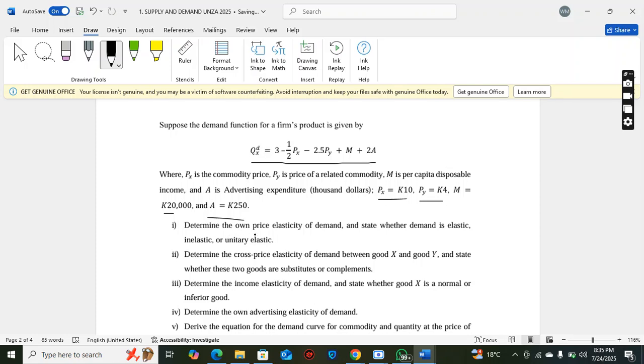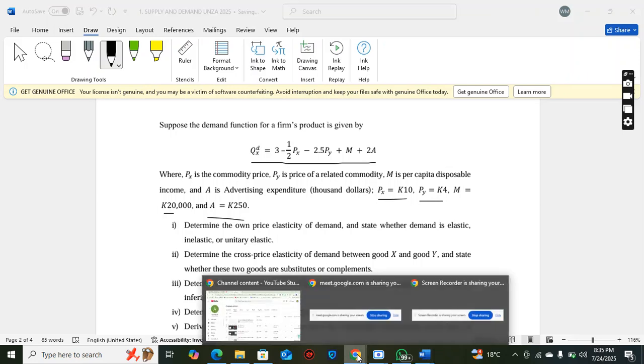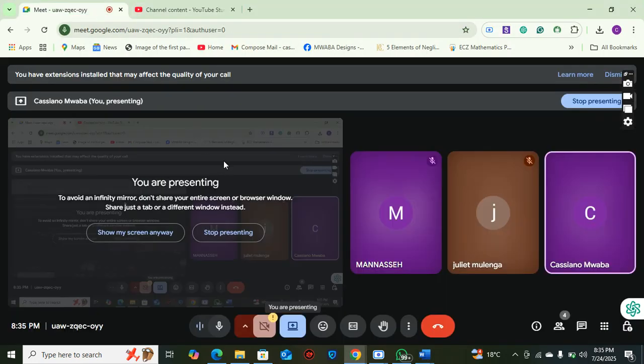inelastic, or unitary elastic. So colleagues, we need to remember this. Number one, when we talk about price elasticity of demand, it means how quantity demanded responds to changes in price. So if quantity demanded is very sensitive to price changes, meaning if you increase price by 1%, you find quantity demanded drops by 50%, then you know that the demand for the good is elastic. When you say elastic demand, it means quantity demanded is very sensitive to changes in price. A small price change, a big change in quantity demanded.